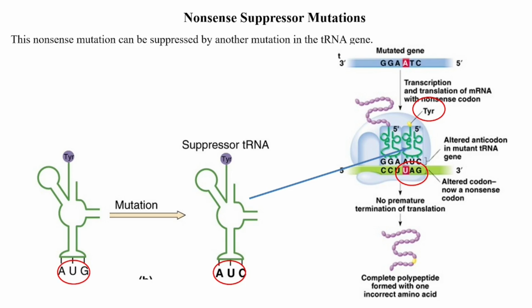Rather than a truncated protein, a protein with tyrosine in the place of lysine is synthesized. This small change may or may not have an effect on the function of the protein. Thus, a mutation in one gene is suppressed by a mutation in another gene, that is the tRNA gene. The suppressor mutation can be in any tRNA gene where a single substitution mutation changes the anticodon such that it starts recognizing a stop codon as its codon.